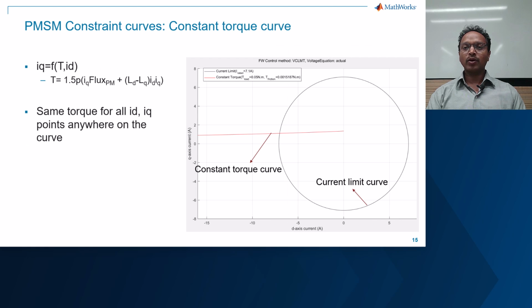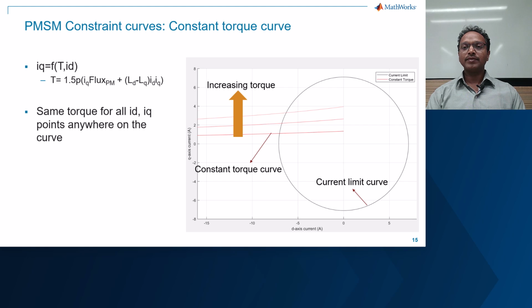Let's look at the constant torque curve now. This is represented by a red hyperbola in the figure. The empirical expression for the torque as a function of lumped motor parameters is given in the bullet point here. When IQ is written as a function of ID and a given torque, we will be able to draw this curve. When the torque increases, the curve shifts upwards as shown in the figure here.